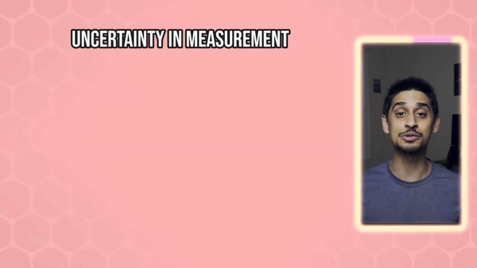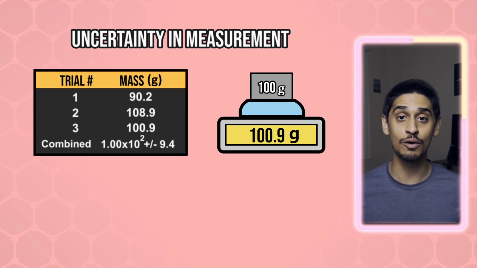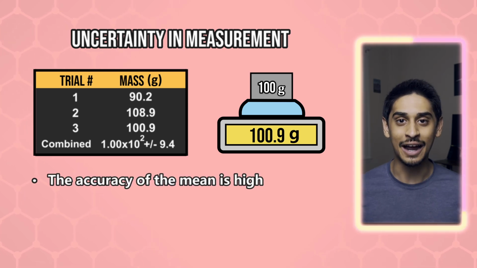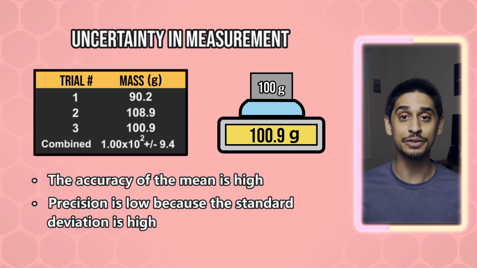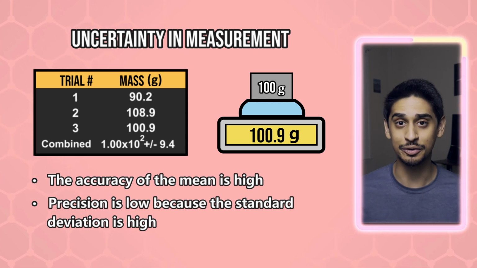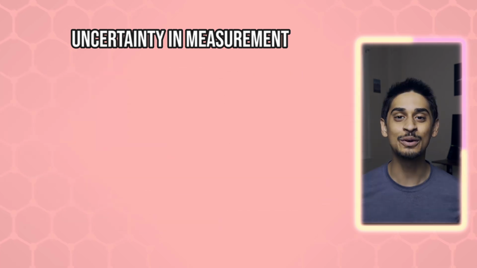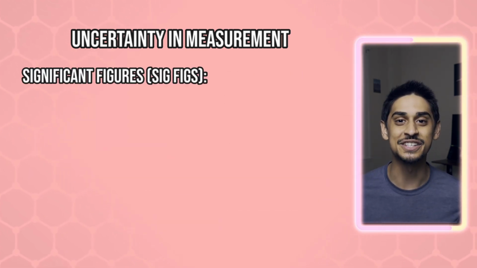However, even if the average is close to the true value, the precision can still be low. Let's say the 3 measurements were all over the place, but the average comes out to be 100 grams. The accuracy of the mean would be high because the true value of the block is 100 grams. But the precision would be quite low because the standard deviation would be very high since the numbers are all over the place.